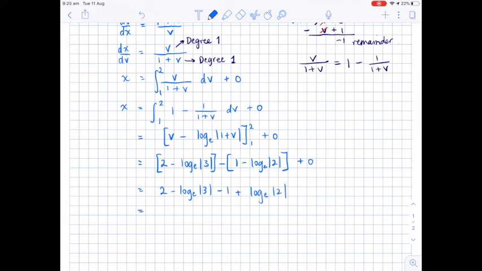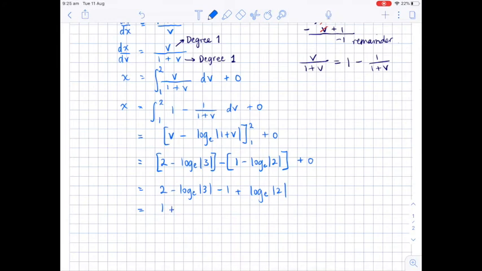I'm going to ignore the 0 now, which gives me 1, and then the log e of 3 is the minus, so that becomes plus log e of 2 over 3, and I can ignore the modulus sign because they're both positive values. And this is my final answer. If I type it into the calculator to get an approximate, I get 0.595, and then it's a position, so this will be in meters.